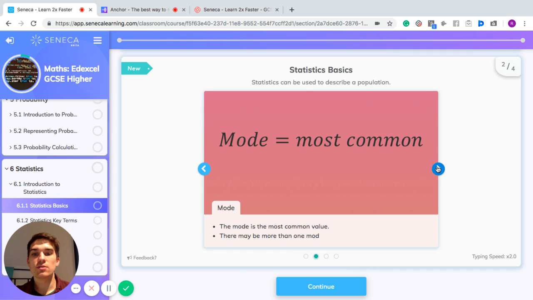We can also use something called the mode. Now, the mode is the most common value in a set of data, and it's possible for there to be one mode or no mode.